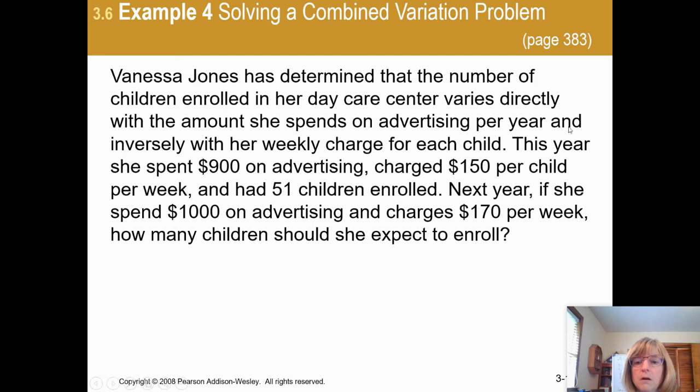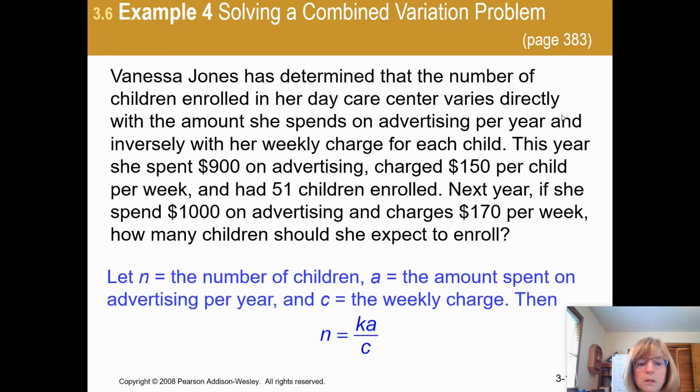Now, since our number of children is directly related with the amount she spends on advertising, we would expect the number to be equal to K times the advertising amount, but it's inversely related with her weekly charge, so there should be a dividing by the weekly charge. And that's what we see here. So N is our number of children, A is the amount spent on advertising, and C is our weekly charge. So here we have a direct relationship, N equals K times A, and we also have the inverse relationship, K divided by C. Notice that there is only one constant of variation.